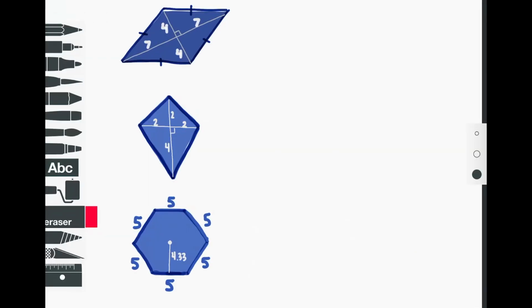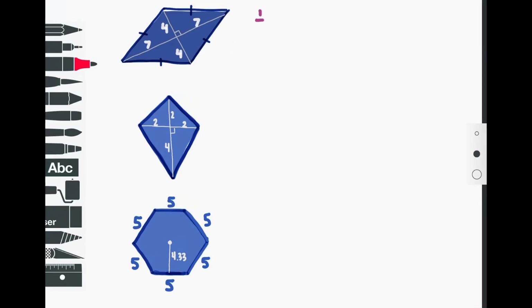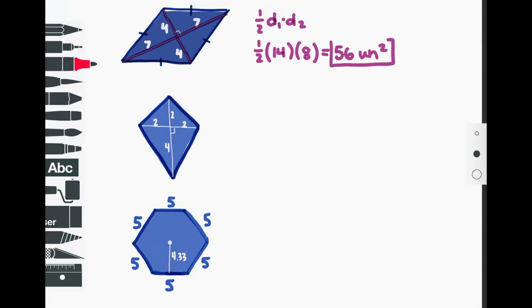Okay. All right, we have a rhombus, but I don't see a height that's labeled there, right? So I'm not going to do base times height. I think I'll have to do 1/2 diagonal 1 times diagonal 2. So that would be 1/2. This diagonal would be 7 plus 7. This diagonal 4 plus 4. And that comes out to 56 square units.